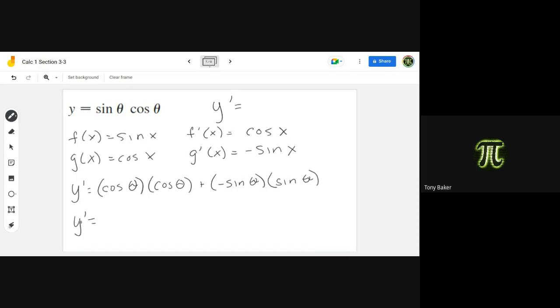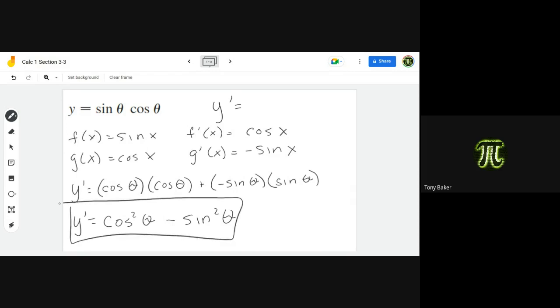So what do I got? No, we don't have one. Cosine squared theta minus sine squared theta, which is not 1. Cosine squared theta plus sine squared theta would be 1. Minus is not. So that's my answer.